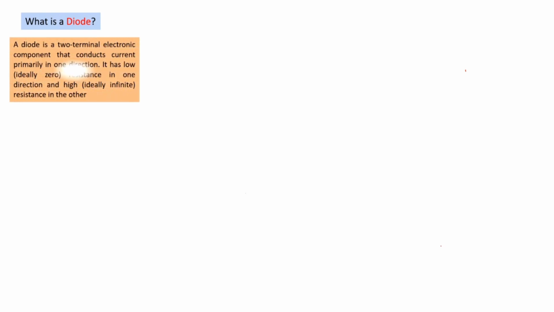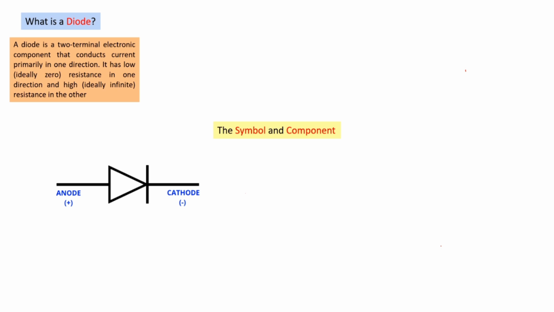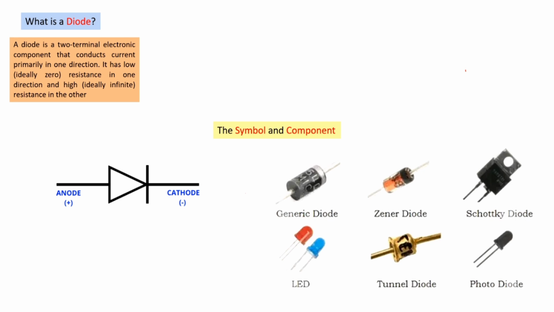Firstly, let's define what is a diode. A diode is a two-terminal electronic component that conducts current in only one direction while it blocks the flow of current in the opposite direction. So the symbol of a diode is given where it has the anode and the cathode, and the physical component can be seen with the figure given.